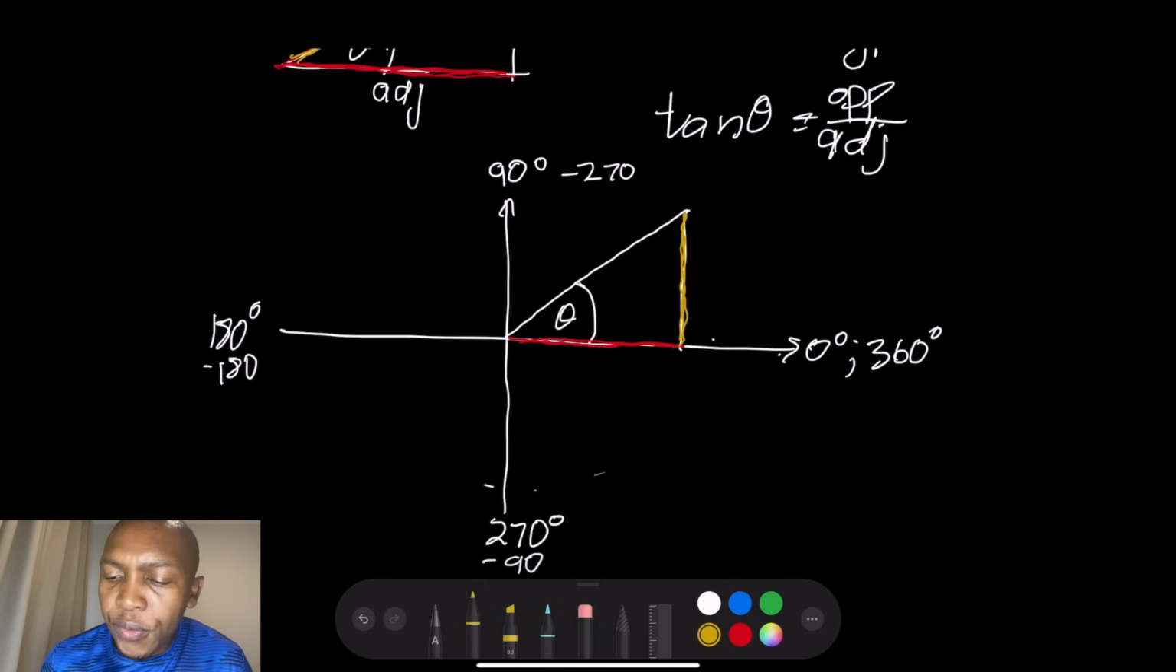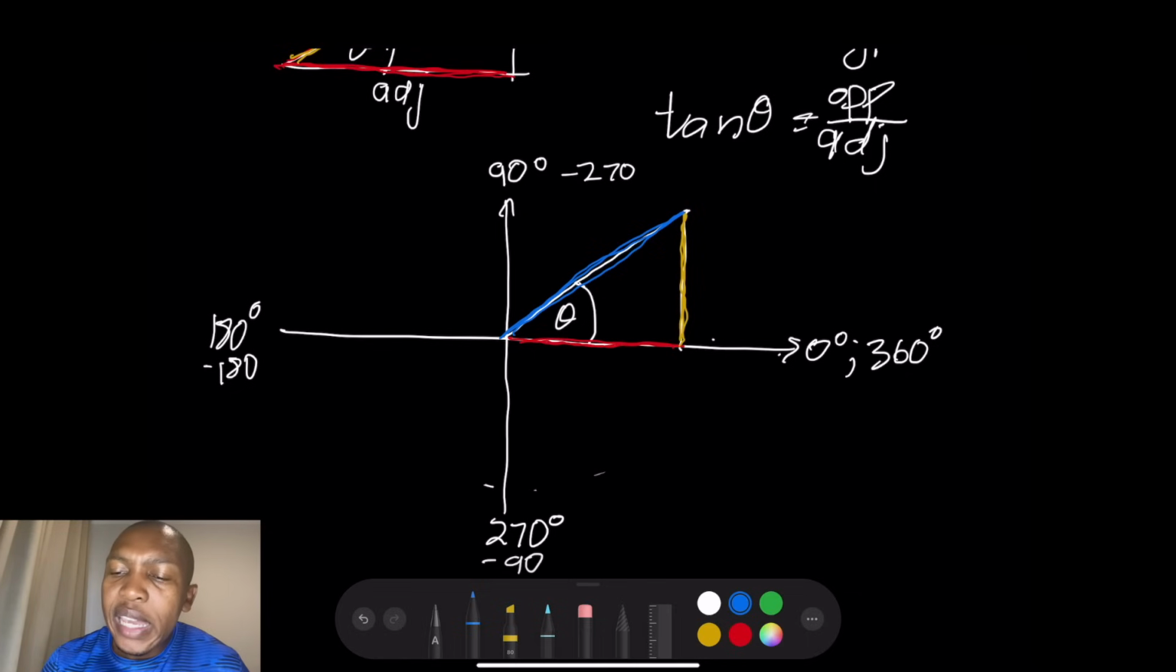Then whenever we take the value of r, what is r in this case? That would be the hypotenuse. Let me make that blue. So when we take the hypotenuse, it would always be positive.